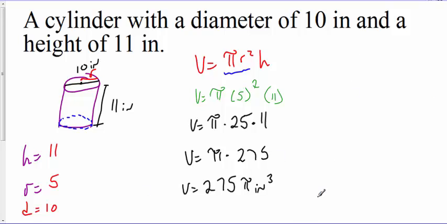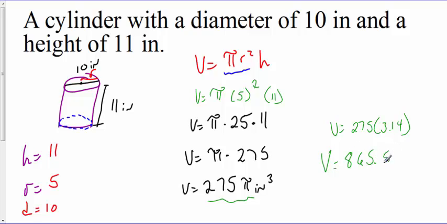Now, if we don't want it in terms of pi, then all we have to do is take 275 times 3.14, and in doing that, we'll need to make sure that we're rounding to 2 decimal places. So that's 863.5 cubic inches. So both answers are needed. This concludes your guided practice on solving for volume of a cylinder.